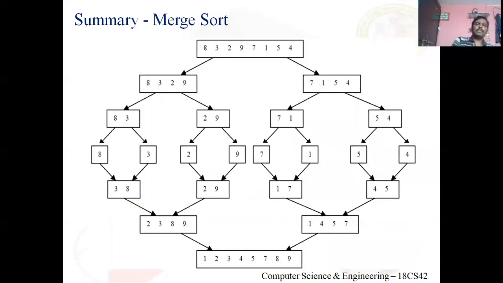Now, merge sort. Let me review merge sort. Summarize merge sort. Okay, merge sort, you know, right? This is a perfect example of the divide and conquer strategy. The first array was containing how many elements?